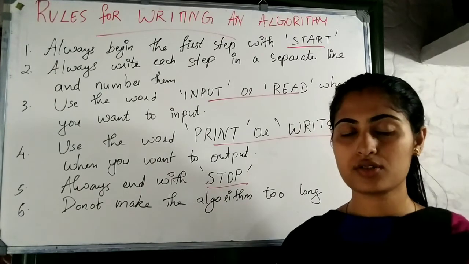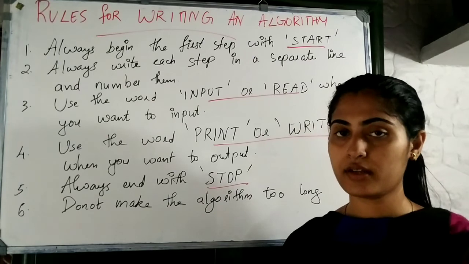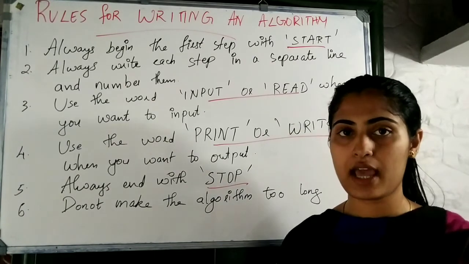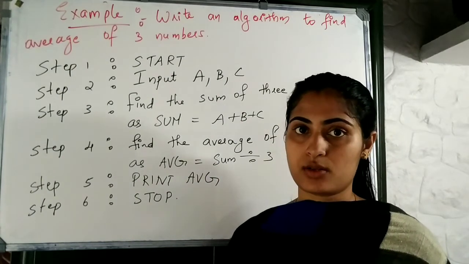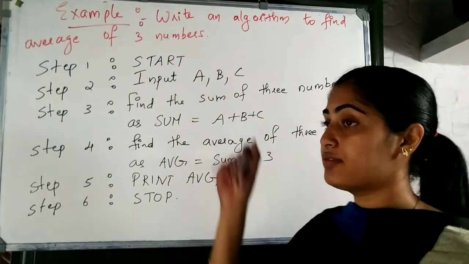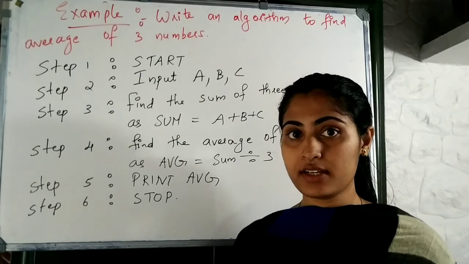And the sixth one is do not make the algorithm too long. Your algorithm should be short and precise. So these are the rules for writing an algorithm. Let us see an example of an algorithm. I want to write an algorithm to find the average of three numbers.